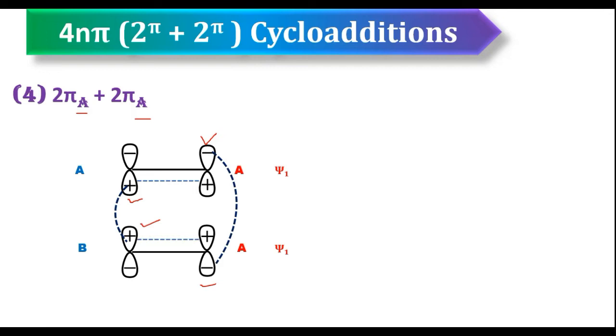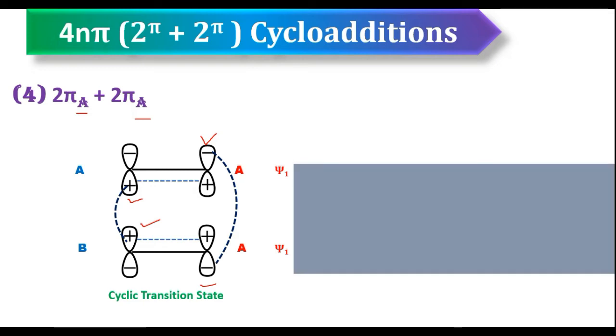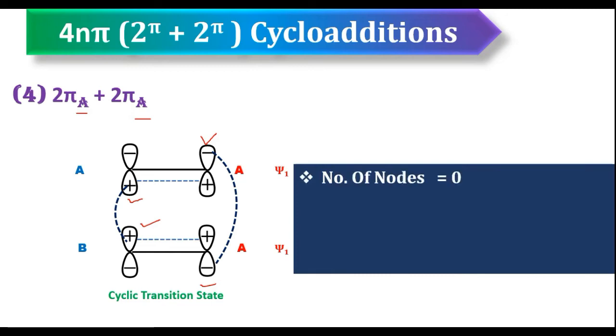Right. So now you identify the number of nodes in the cyclic transition state. Plus, plus, plus, plus. Here also you can see minus, minus. Therefore, the number of nodes is 0. Here this belongs to one atomic orbital only, that's why you cannot say node here. This also belongs to one atomic orbital, that's why you cannot say node here.